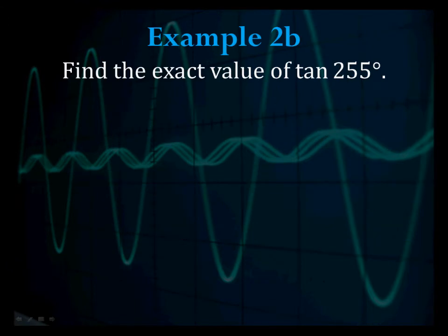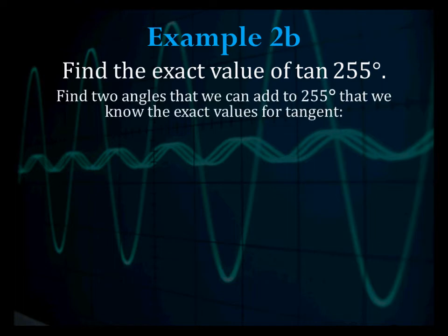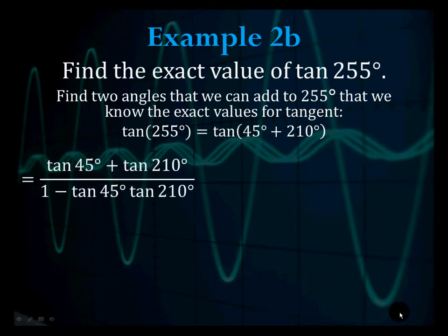2b, find the exact value of tangent of 255. So you can do this problem here. Again, use the strategy where you separate the 255 into an angle with a 45 and a something else. So if you use 45, the other angle is going to be 210, and you just do the same thing that you did in example 2a, which is tangent 45 plus tangent 210 over 1 minus tangent 45 tangent 210.